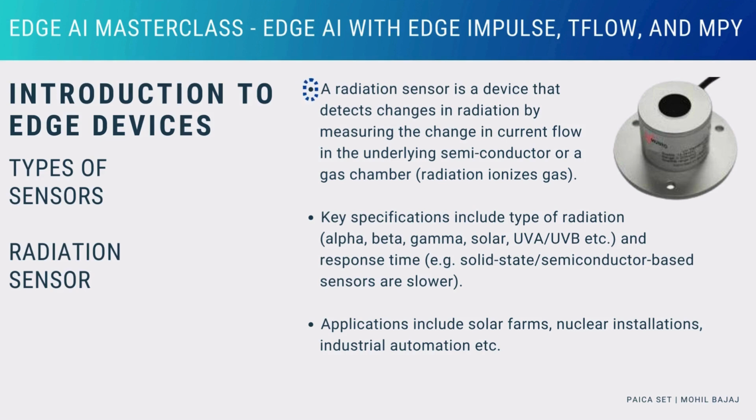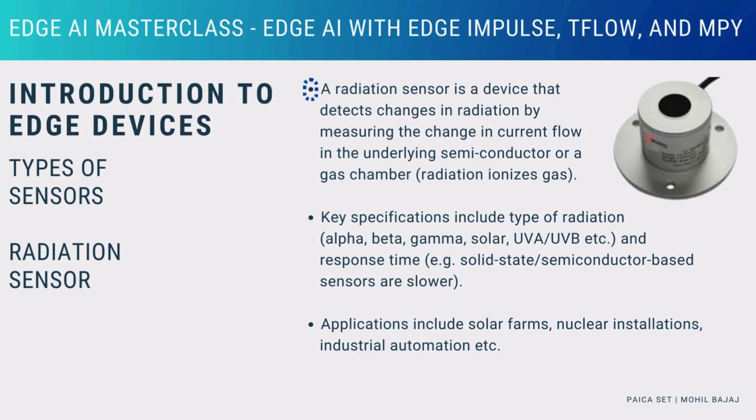Simply put, radiation sensors detect radiation. This radiation can be of different types. It could be alpha, beta, or gamma rays, or solar, or ultraviolet radiation, and so on. The working of radiation sensors really depends upon the radiation they are meant to detect.